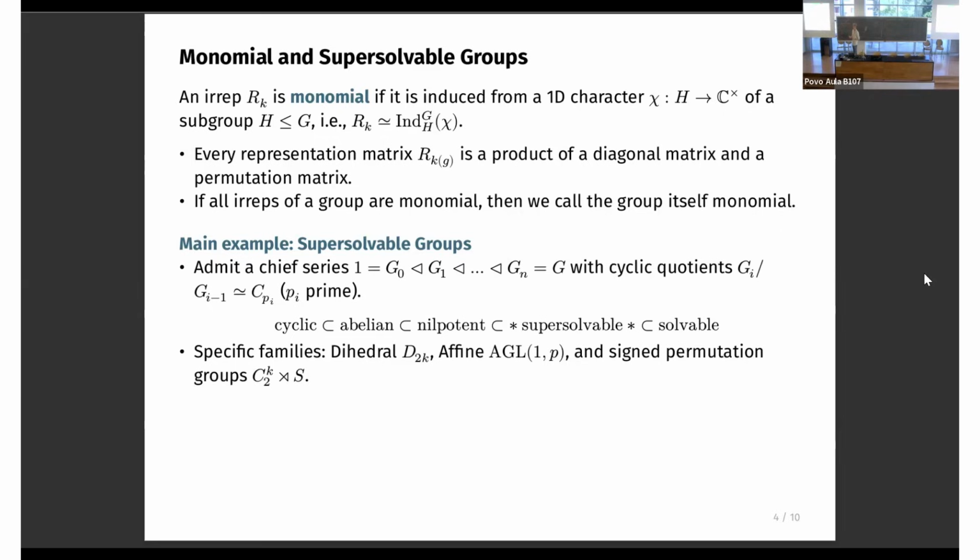And there's quite a few of them. Cyclic groups are obviously among them, then abelian groups, but also nilpotent groups, and there are also some interesting groups in there. For instance, the dihedral groups, which are metacyclic groups, are always in there. The affine group of a finite prime field is in there.